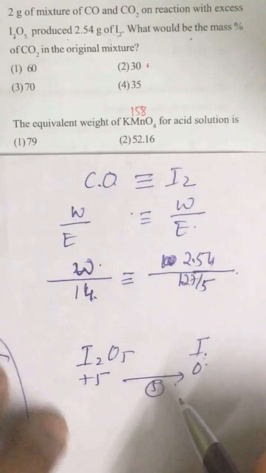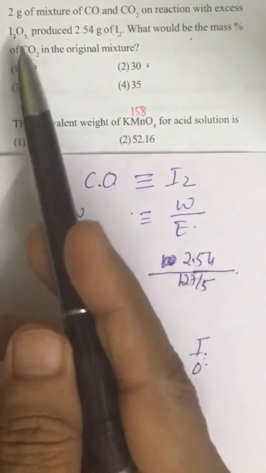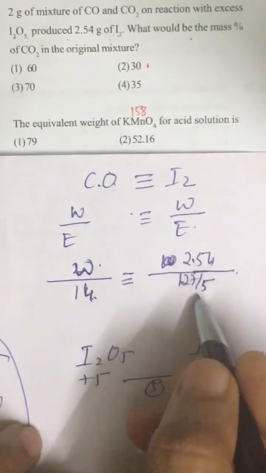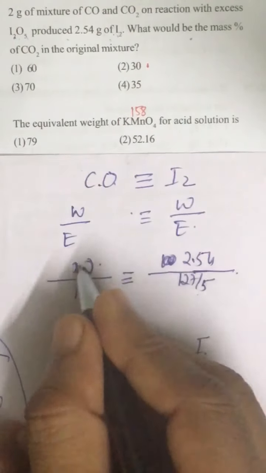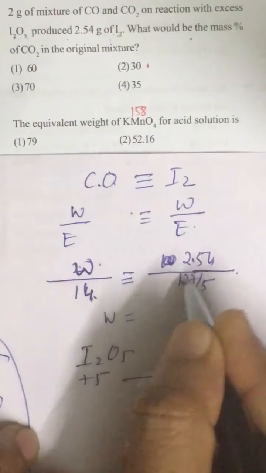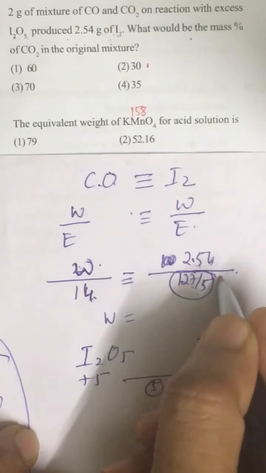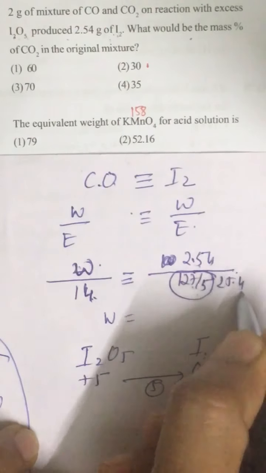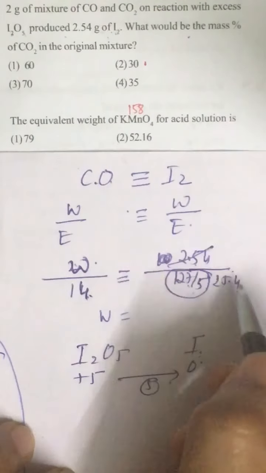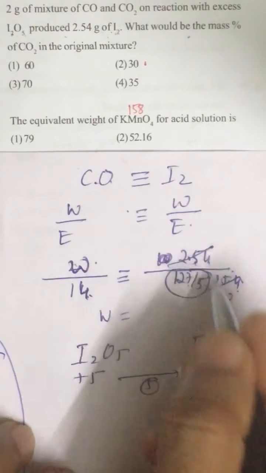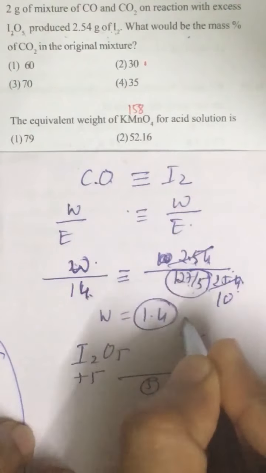Hello friends, we were discussing question number 72. So we have discussed so far, this W becomes equal to 2.54 and this portion we are getting around 25.4. Alright, 25.4. So this is 10 and W is equal to 14 divided by 10, equal to 1.4.